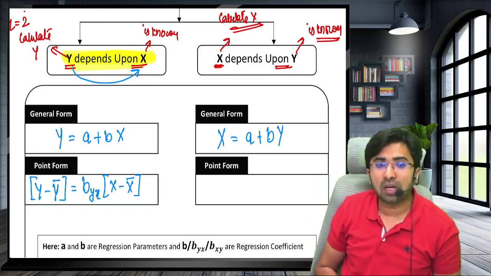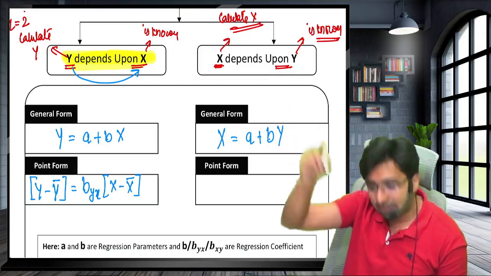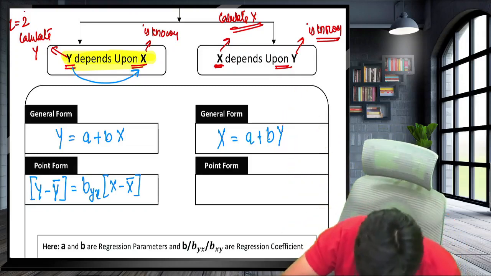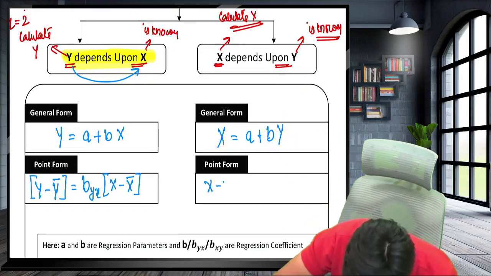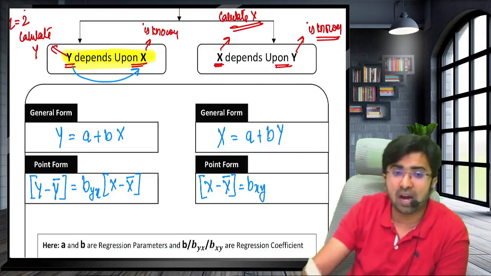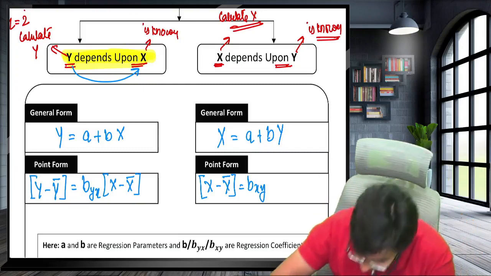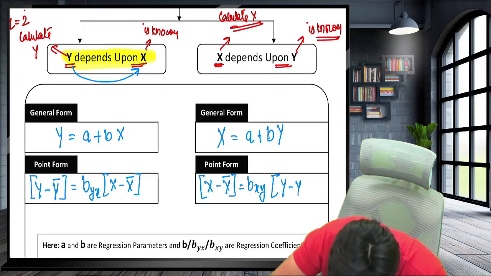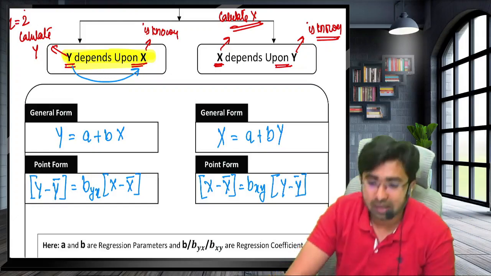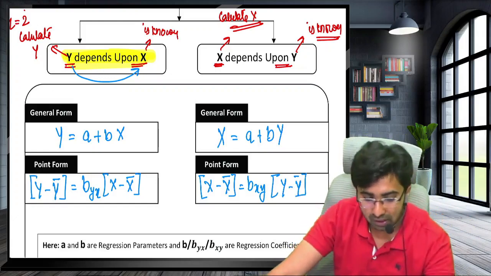Now, when you want to calculate x on y, my formula will start from x. X minus x bar is equal to b x on y. X depends upon y. Bracket y minus y bar. Guys, write this down fast. I'm giving you time. Write down.